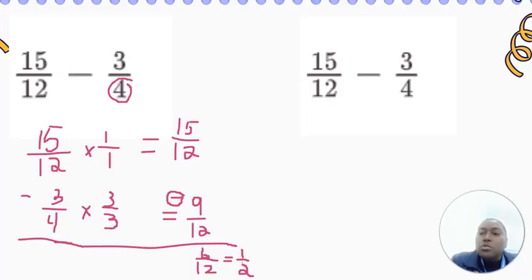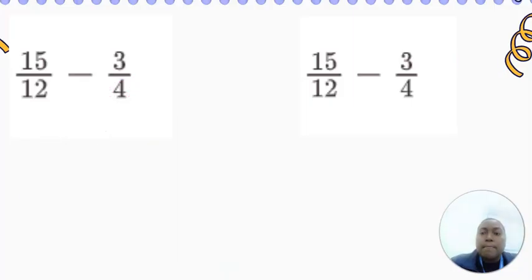Now, why don't you use the T-chart? We'll put 4 and we'll put 12 and work out this problem and see if you could find a common denominator for this one. Okay?